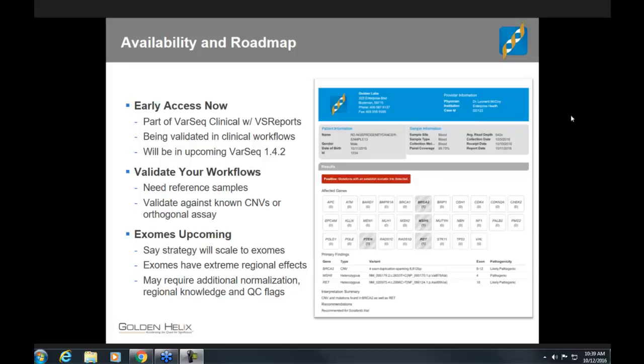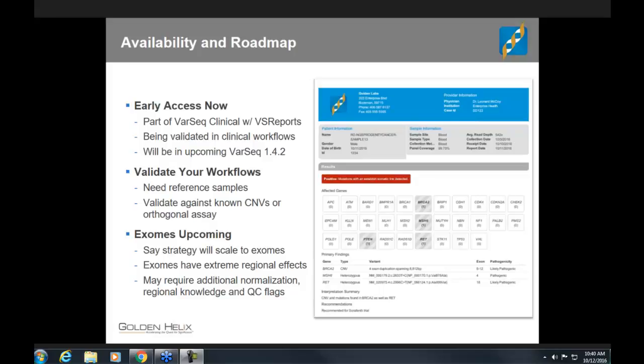We are in an early access mode. We have a couple clinical partners that are looking at this, evaluating it with their own sets of data, essentially with their own historical archive of samples, with their own known CNVs. And just like any clinical workflow, we expect that you should be looking at this in the same way, validating it against any known CNVs, or calling CNVs and using some sort of orthogonal assay to validate their validity.